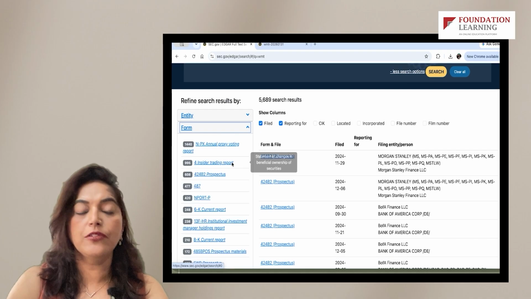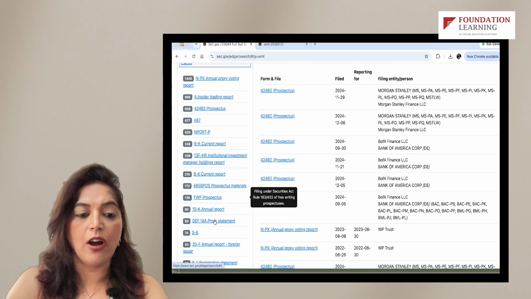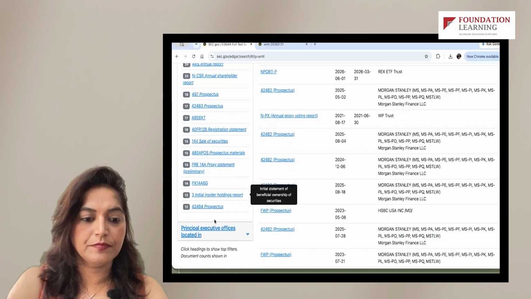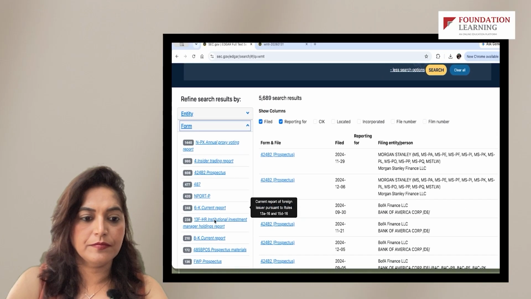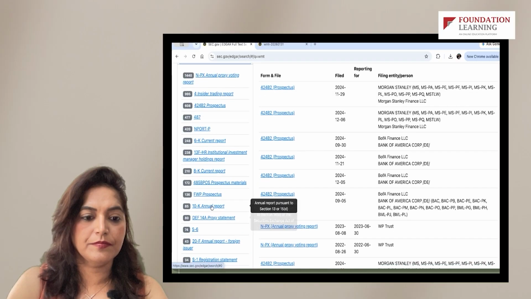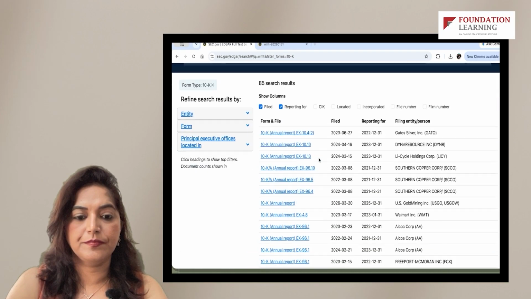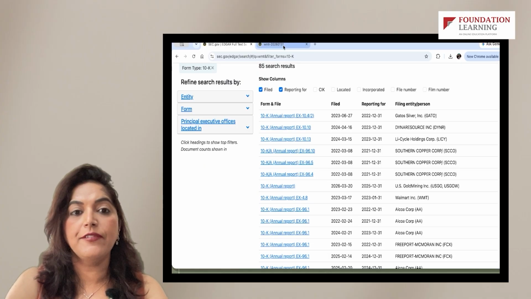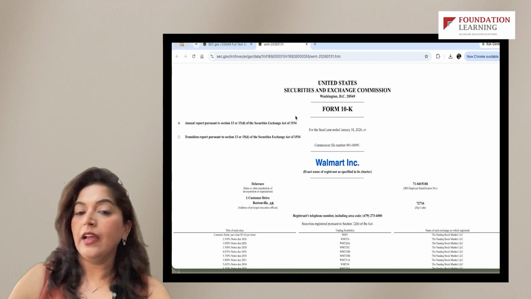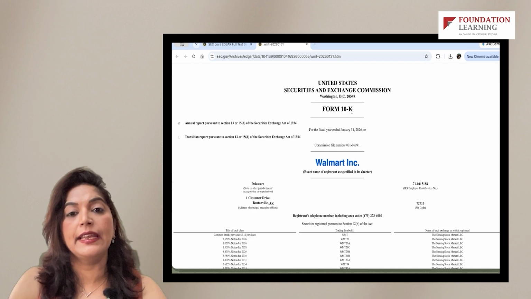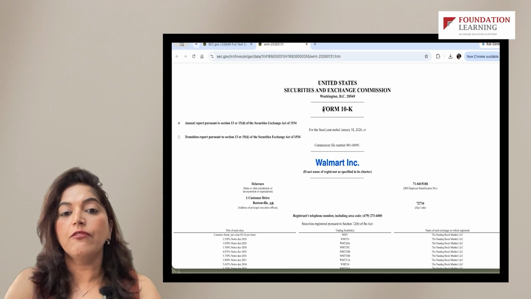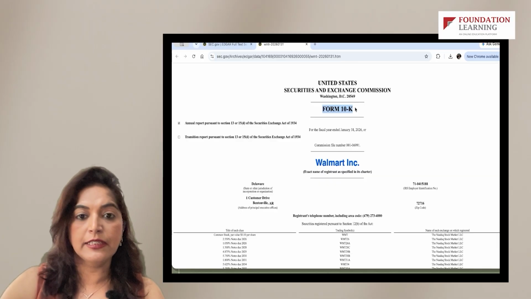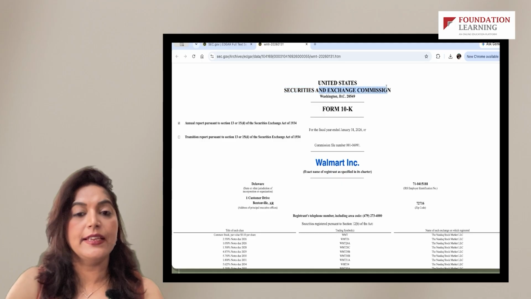Right, so I will look into Form 10K. That's the annual form which is filed by a listed organization. I'll pull up the latest one, the 2026 one. I have it already downloaded. As you can see, this is Form 10K, which we have mentioned over here. Form 10K means the annual form, the annual return which the company files. This is filed with the US SEC.